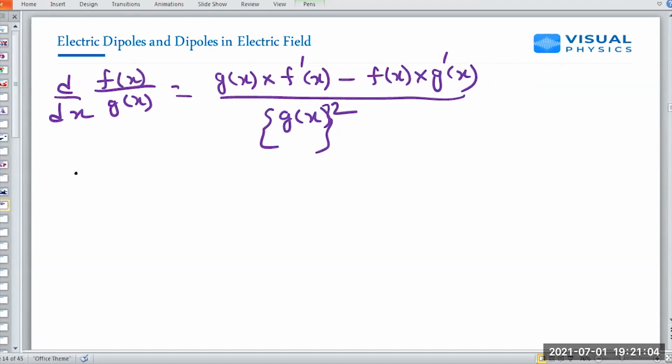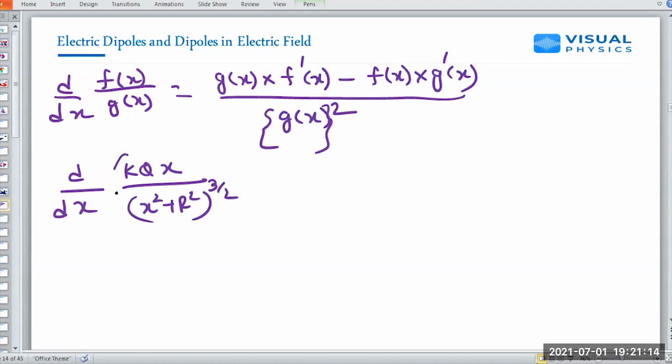When I have to differentiate, why am I doing this? Because I have to differentiate d by dx of K q x upon x square plus r square whole power 3 by 2. I have to differentiate this electric field with respect to x, with respect to distance. So for this reason, I am using this quotient rule. K and q are constants.